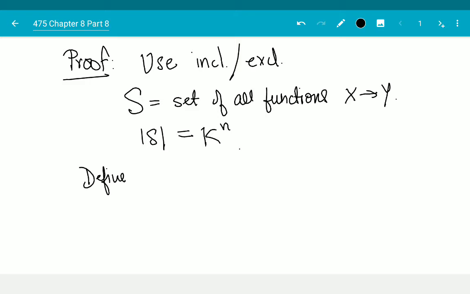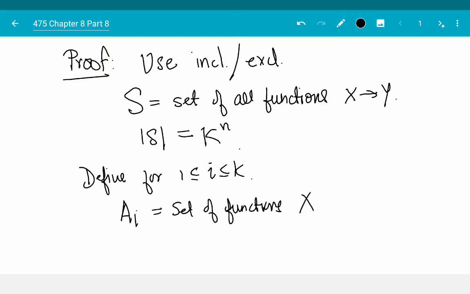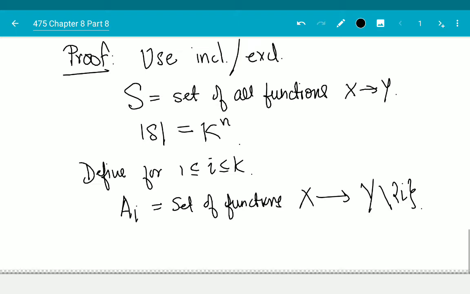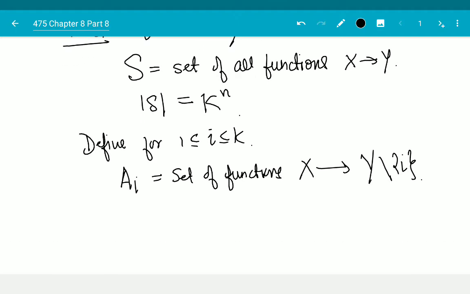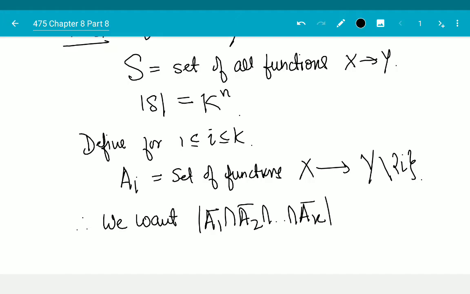Define, for 1 smaller than or equal to i smaller than or equal to k, A_i to be the set of functions from X to Y minus i. Which means that these are the functions that do not have i in their image, so they definitely can't be surjective. Therefore, we want A1 complement intersection A2 complement, ... intersection Ak complement, right?